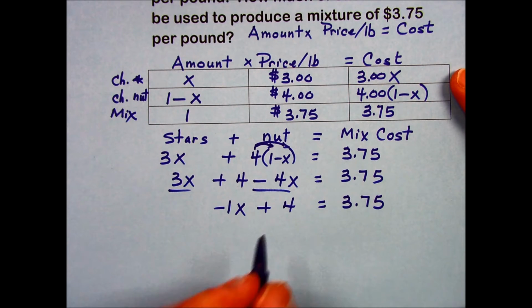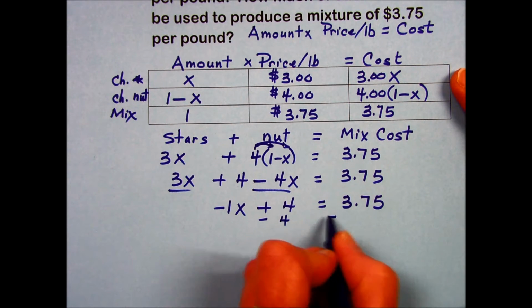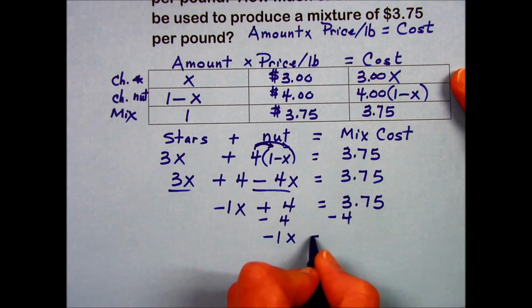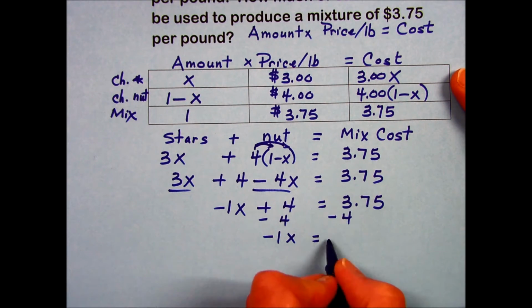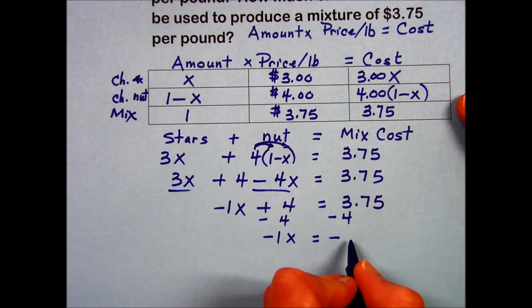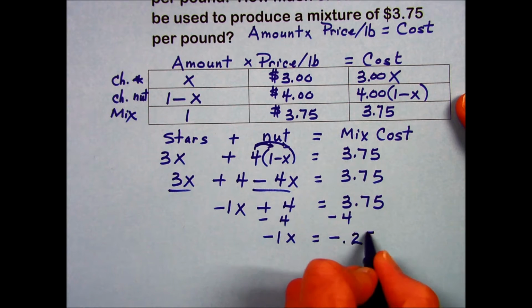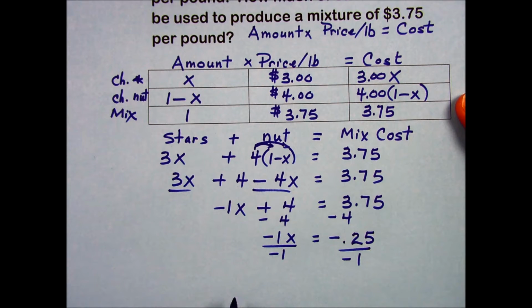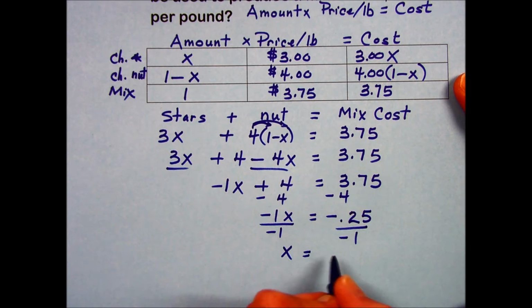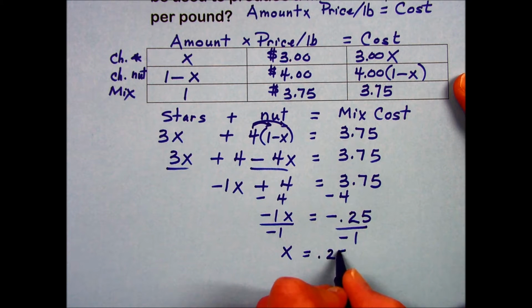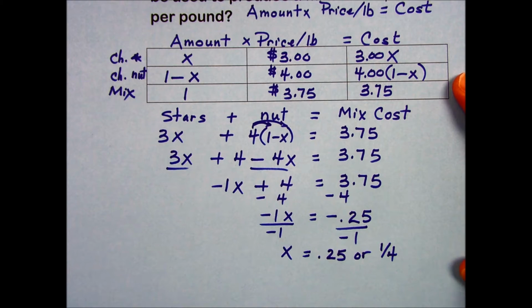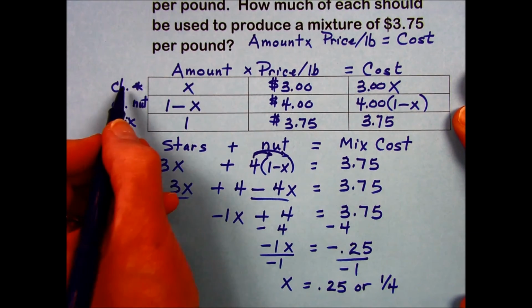I want to get the variable by itself, so I'm going to subtract a 4 from each side, leaving a negative 1x is equal to, when I subtract here, I'm subtracting more than I have, converting it into the rule of subtraction, I end up with a negative 0.25. And we always want to solve for a positive variable, so I'm going to divide both sides by a negative 1, resulting in x is equal to a positive 0.25, a quarter of a pound for the amount that x stands for, which was the amount of stars.